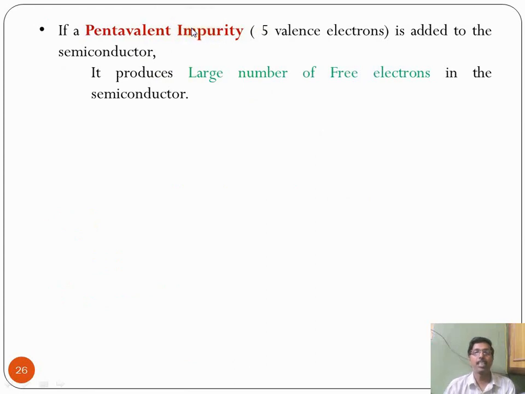If we add a pentavalent impurity, penta means 5, so it has 5 valence electrons. That's why it is called a pentavalent impurity. If this is added to an intrinsic semiconductor, then it can produce a large number of free electrons in the semiconductor. Even a small amount of this impurity can produce a large number of free electrons.